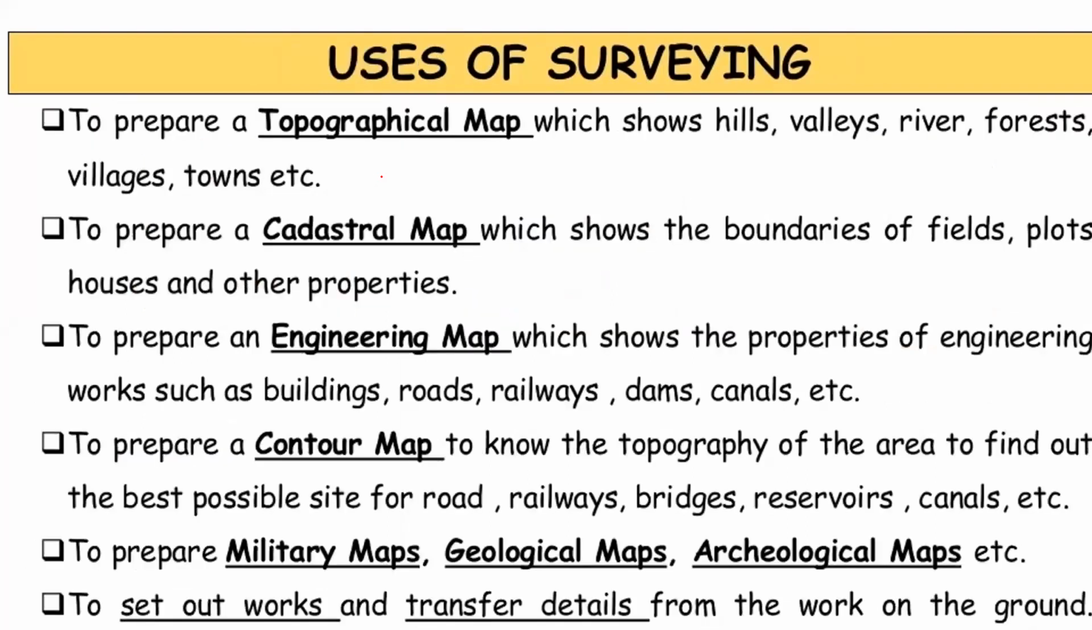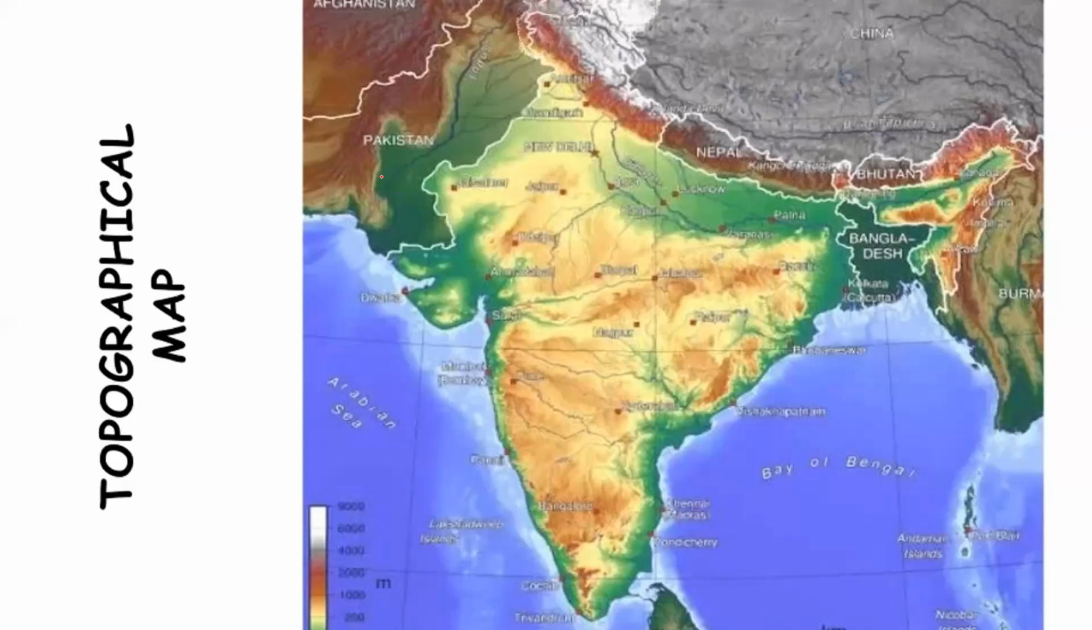And uses of surveying. The uses of surveying are, first, to prepare a topographical map, cadastral map, engineering map, contour map, military maps, geological maps, etc. So many uses are there, and these are the main uses of surveying. The first one is the topographical map.